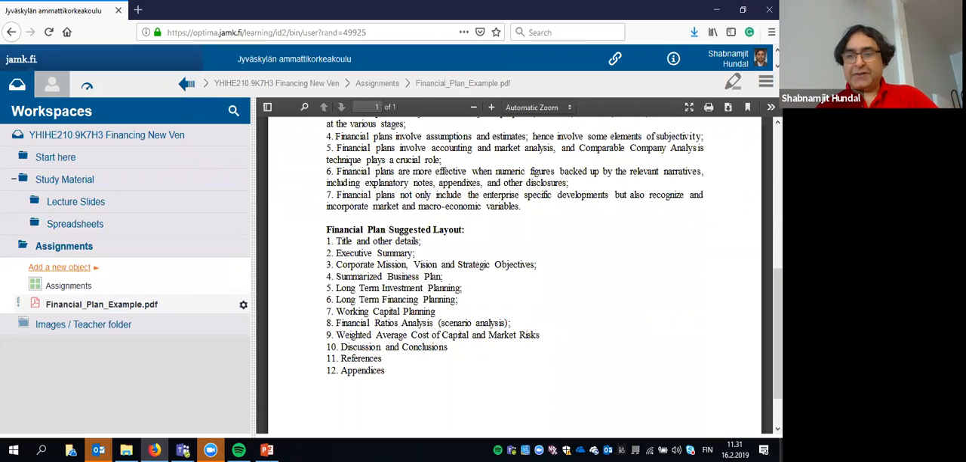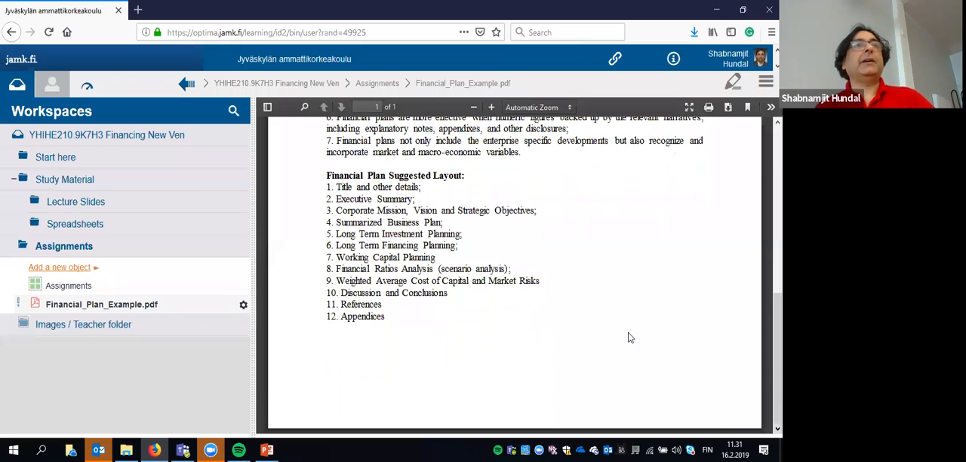And these are some of the contents which, ideally, I would like to see in your finance plan this way. But I don't want to sound very prescriptive. If you can present it in a different way, why not? But this will be a good format. Okay, you have 12 sections of your finance plan.